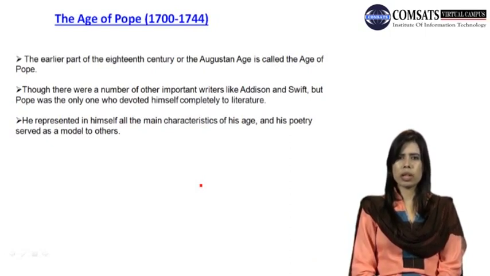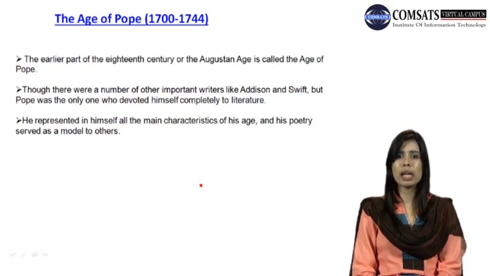The age of Pope. Now we'll discuss different ages in the 18th century literature. The age of Pope started in 1700 and ended in 1744. The earlier part of the 18th century or the Augustan Age is called the Age of Pope. Though there were a number of other important writers like Addison and Swift, Pope was the only one who devoted himself completely to literature. That is why we have given this name to the early 18th century literature, the Age of Pope.